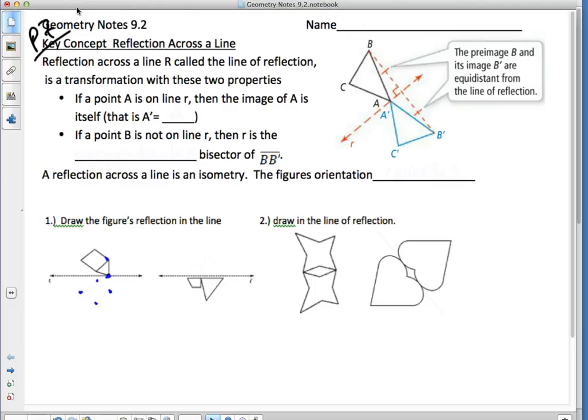Let's look at our diagram here. Right here, A and A prime. They happen to both be touching the line of reflection. They are actually the same point. We can name them differently because we're trying to talk about our original pre-image and our image. A is our pre-image, A prime is our image, and they're touching the line of reflection, so they are the same point.